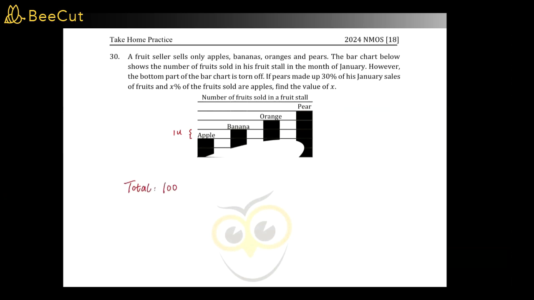So we know that the pairs is 30. Orange is 1 unit less, 30 minus 1U. Banana is 30 minus 2U. Apple is 30 minus 3U. So everything adds up to the total 100. Let's add them together.